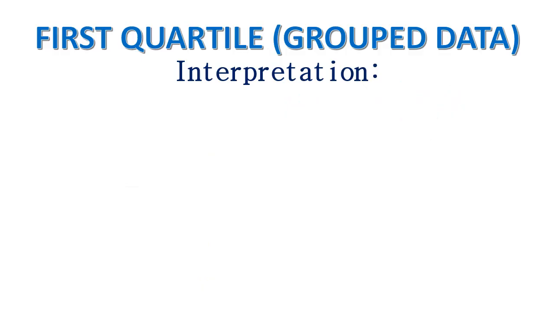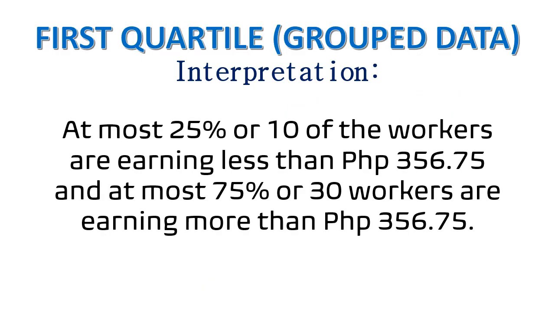Okay, next, of course, let us have our interpretation. For quartile 1, we got an answer already, which is 356.75. You may present your interpretation this way. At most 25% or 10 of the workers are earning less than 356.75, and at most 75% or 30 workers are earning more than 356.75. So, as easy as that. This would be the format in your interpretation.